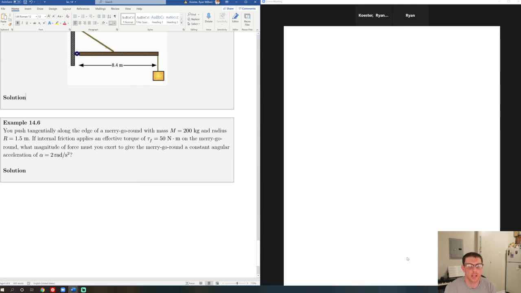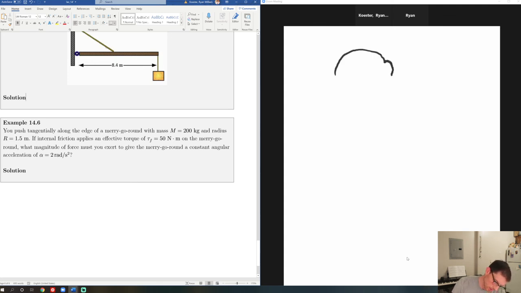Okay, so you push tangentially along the edge of a merry-go-round with mass 200 kilograms and radius 1.5 meters. If internal friction applies an effective torque of tau sub f equals 50 Newton meters on the merry-go-round, what magnitude of force must you exert to give the merry-go-round a constant angular acceleration of alpha equals 2 radians per second squared? So again, here we draw a diagram.